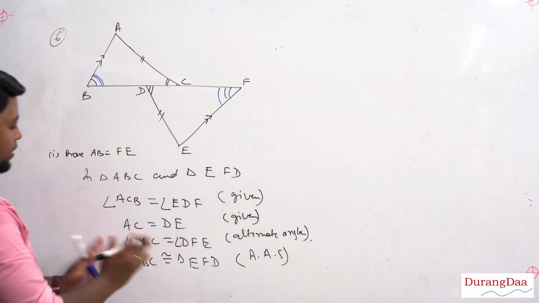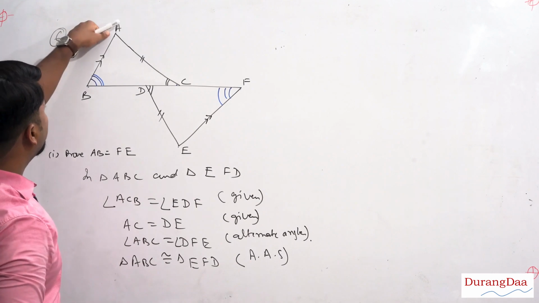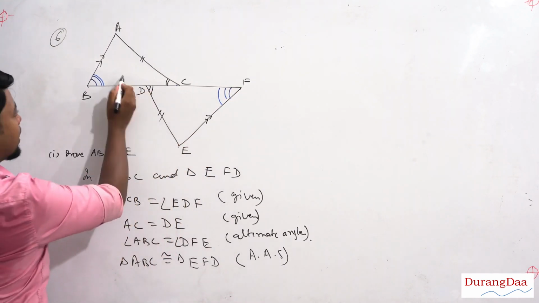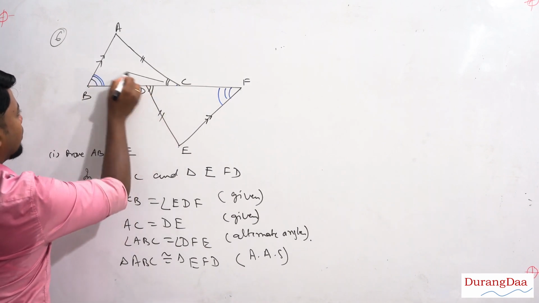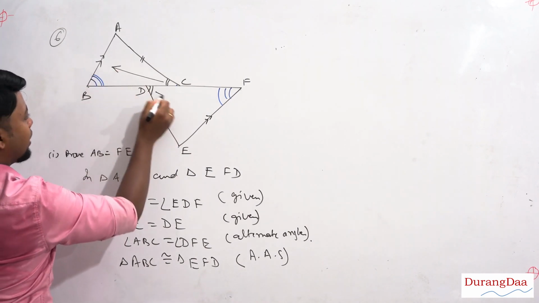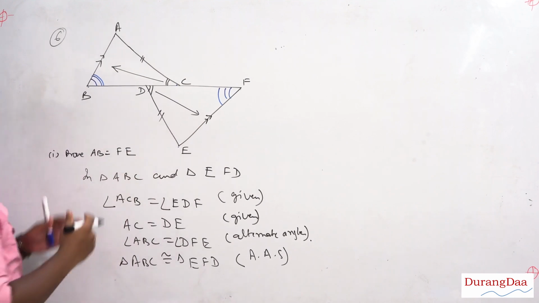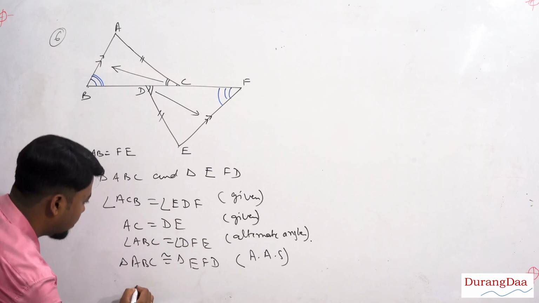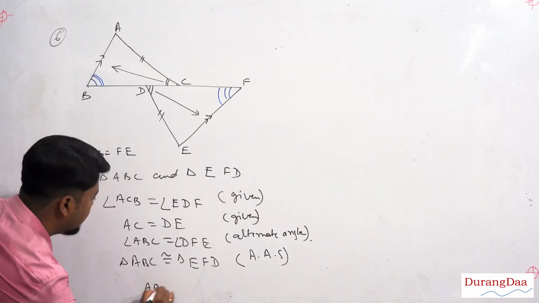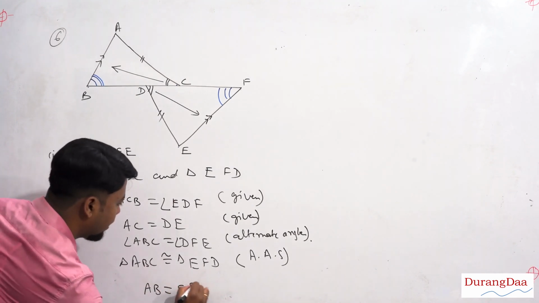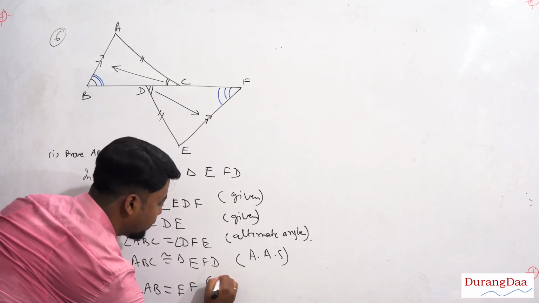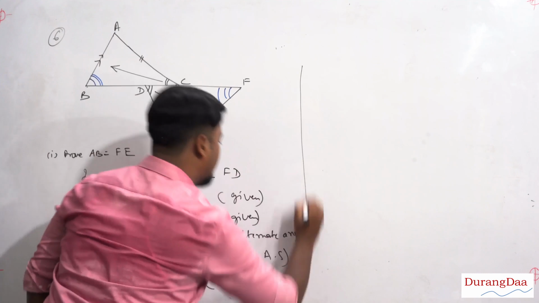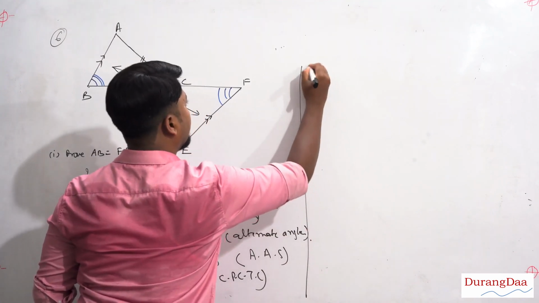Once you have done this, it is very easy to prove now AB is equal to EF, because if you look carefully, AB and EF are lying opposite to equal angles. That means they are the corresponding sides of two congruent triangles, right? So, write it down. AB equals EF. Reason would be by CPCTC.